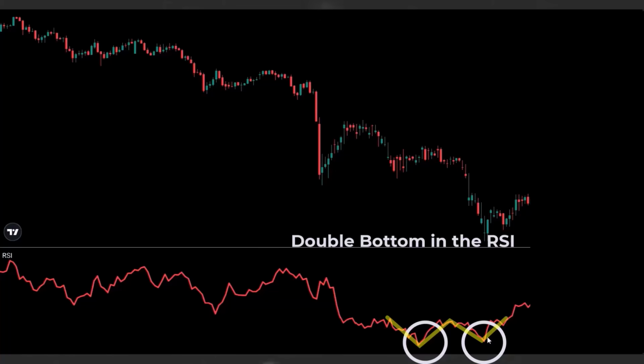Here's the important idea. If the sellers were still very strong, the RSI would continue falling and create a clearly lower low.